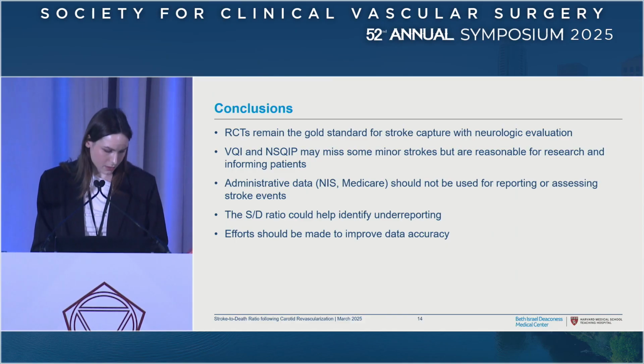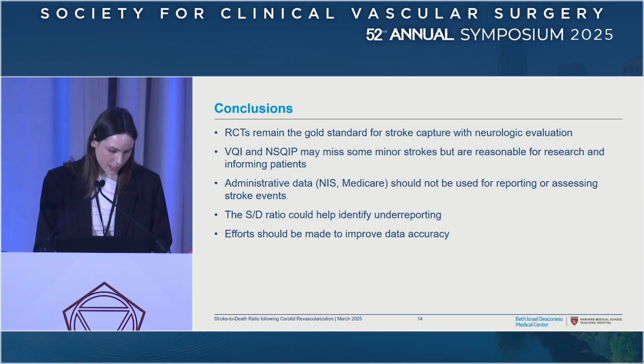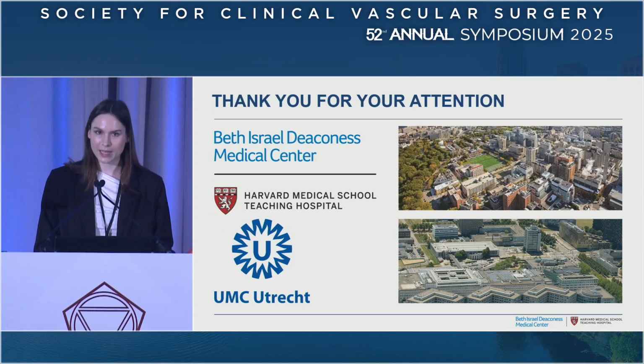So in conclusion, RCTs, where neurologists are involved in stroke assessment, remain the gold standard for accurately capturing stroke events. While VQI and NSQIP may miss some minor strokes, they still provide valuable insights for research and patient counseling. Although administrative data can highlight broad trends, they should not be used for assessing stroke rates. We propose using the stroke-to-death ratio as a tool to identify underreporting, with efforts aimed at improving data accuracy. Thank you for your attention.